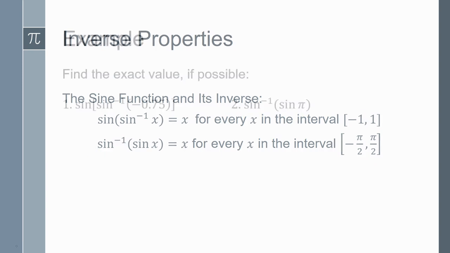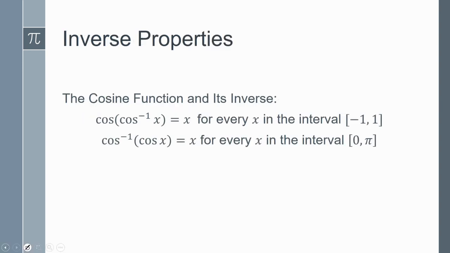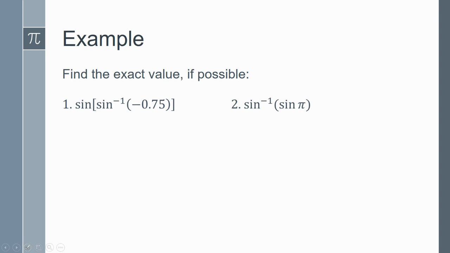Okay, so let's use these two definitions. Let's look at some examples. It says find the exact value if possible. So we have sine of inverse sine of -0.75. Notice that what I have on the outside is sine. So thinking back to those two definitions, that means that I want to focus on the interval with my unit circle, so the numbers -1 to +1. So that's the interval that I want to have this number in.